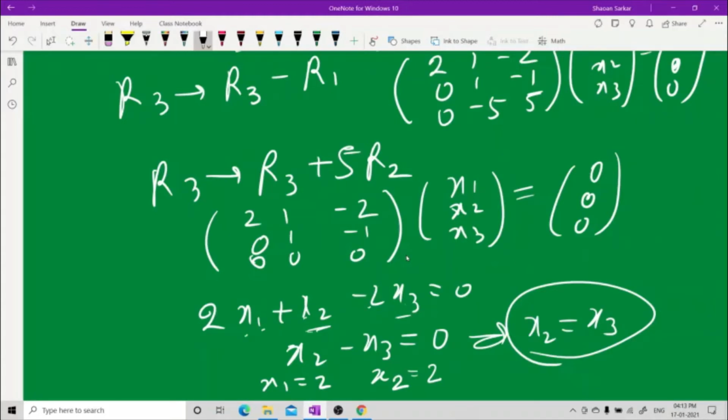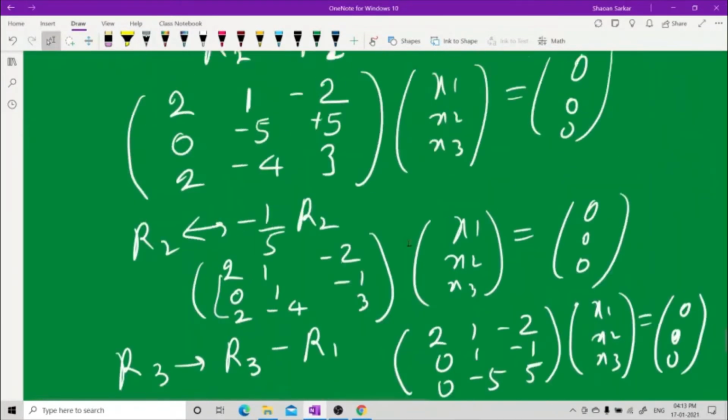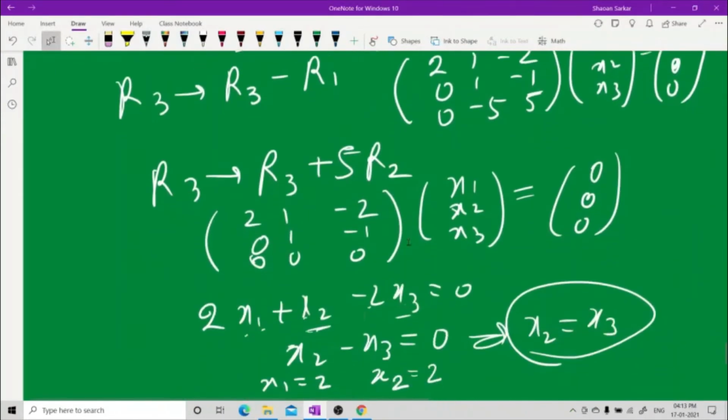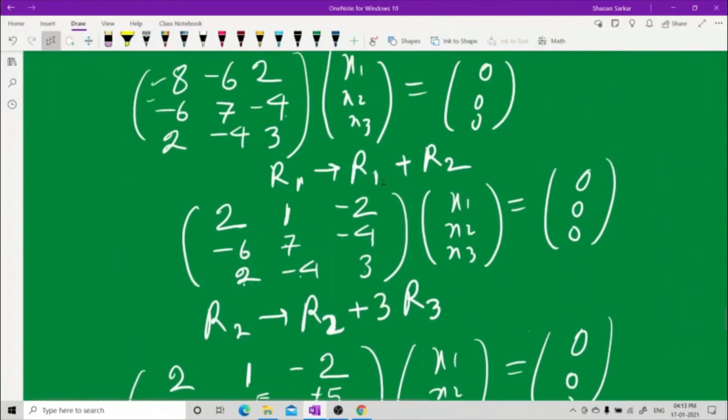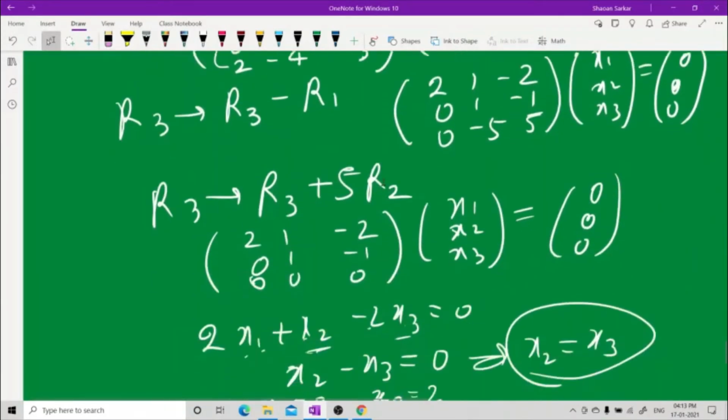Wait a minute. Let me see, this is x2 minus x3. So x2 and x3 has to be same. Okay, did I make a mistake somewhere? This is minus 2. Let me see whether my R1 was a mistake. R1 was R1 plus R2. 8 plus 8 minus 6 is 2, minus 6 plus 1, and 2 minus 4 minus 2. Exactly right.